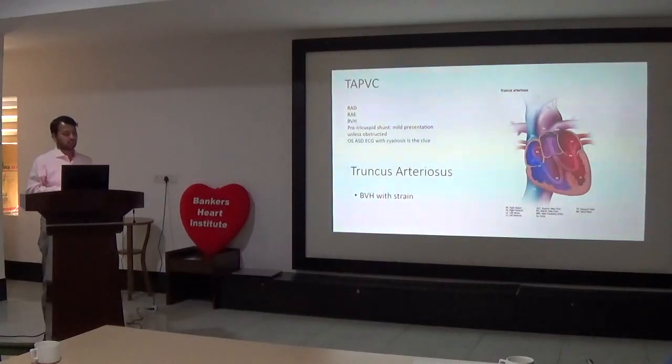Second, this is total anomalous pulmonary venous circulation, and this is present with right axis deviation, right atrial enlargement, right ventricular hypertrophy. When it is pre-tricuspid, it is a mild presentation unless obstructed. Posterior secondary ECG with cyanosis is the clue of TAPVC. And in truncus arteriosus, here we can see the picture. It is present with biventricular strain, hypertrophy with strain pattern.